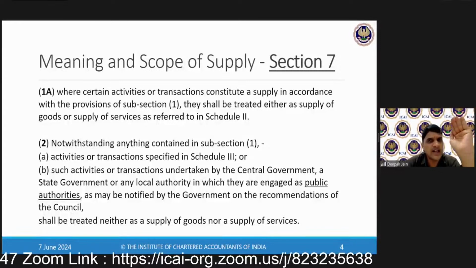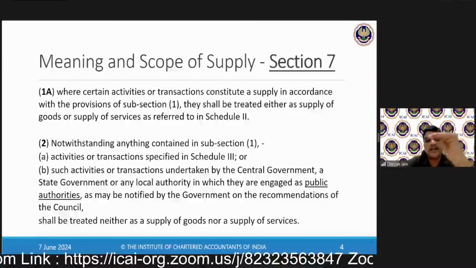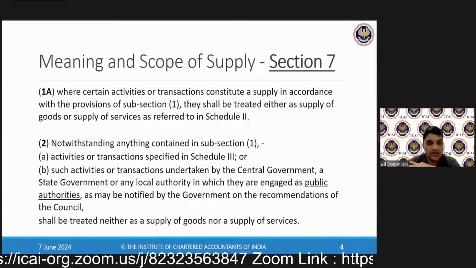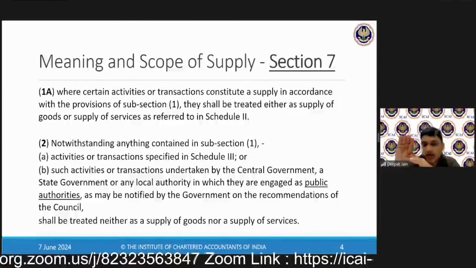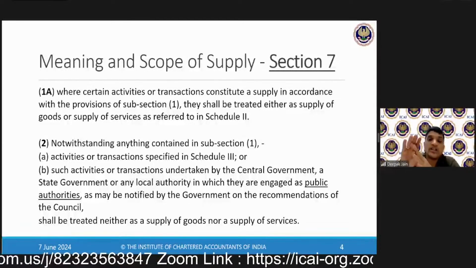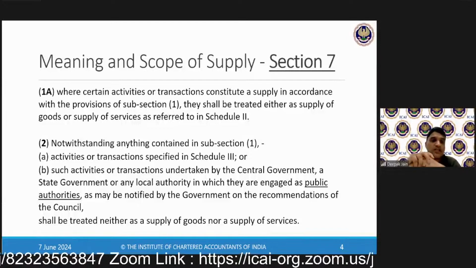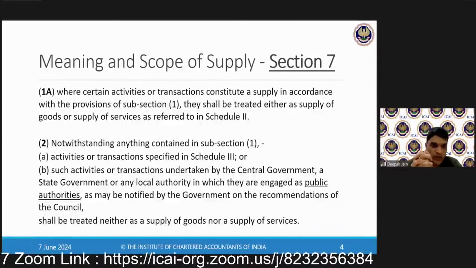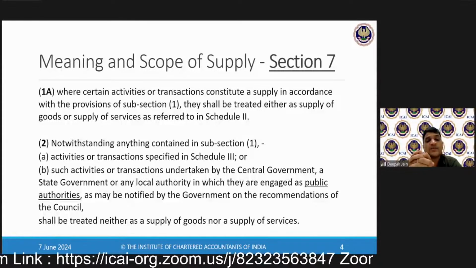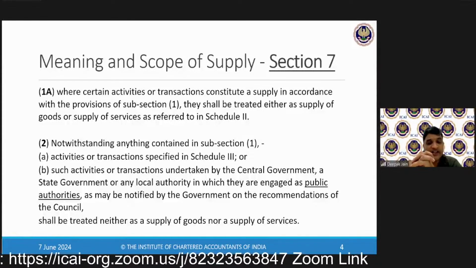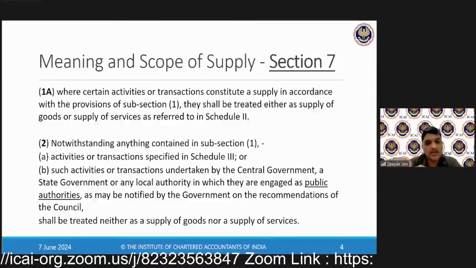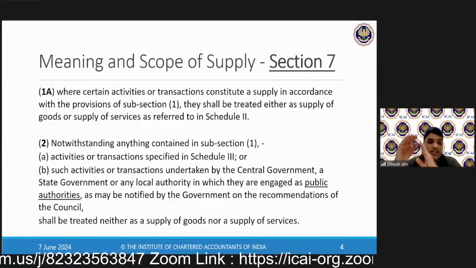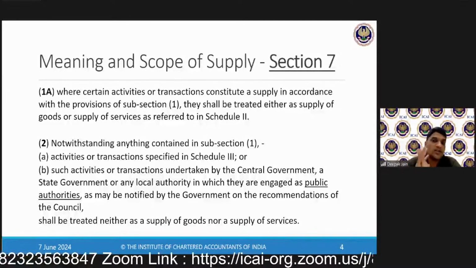For that, you have to go to the classification in Schedule 2, to see what is called goods and what is called services. You have to go to Schedule 2 to determine whether it's a goods or a service. Then, notwithstanding anything contained in subsection 1, activities or transactions specified in Schedule 3, or such activities undertaken by central government or state government when they are engaged as public authorities and notified by the government, shall be treated neither as a supply of goods nor as a supply of services.